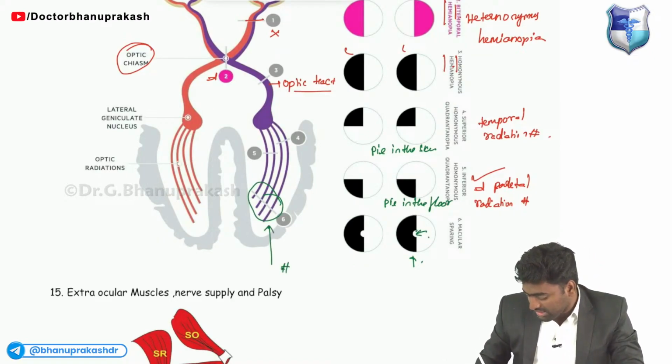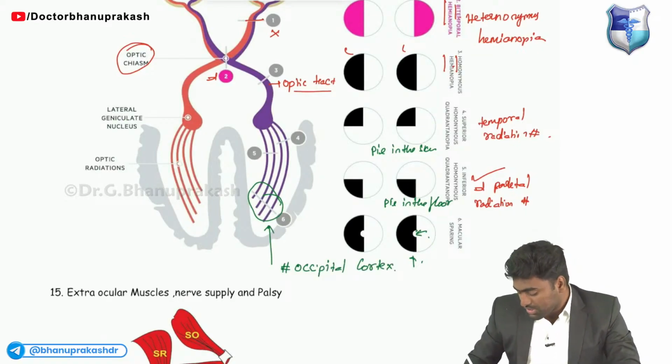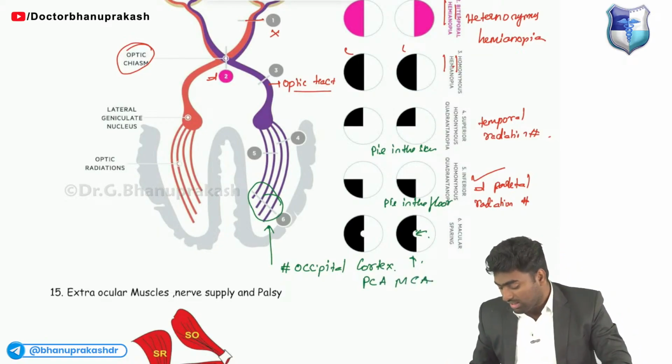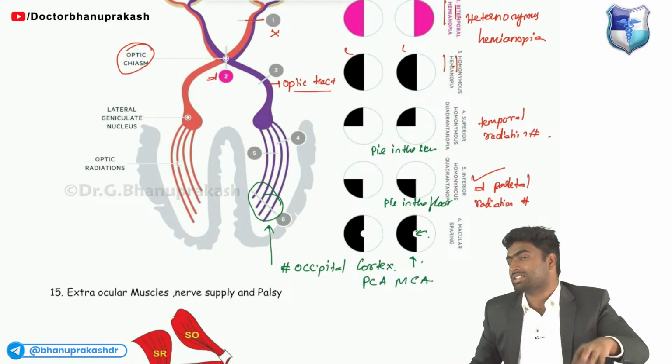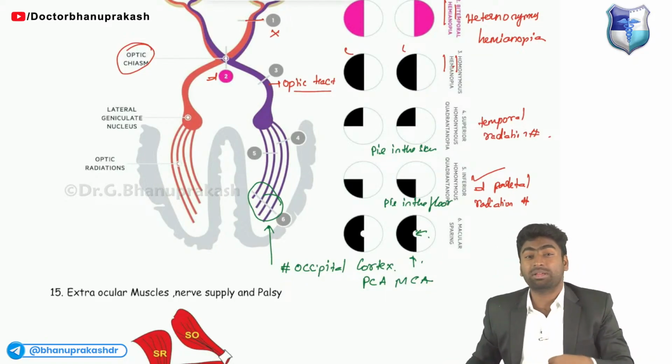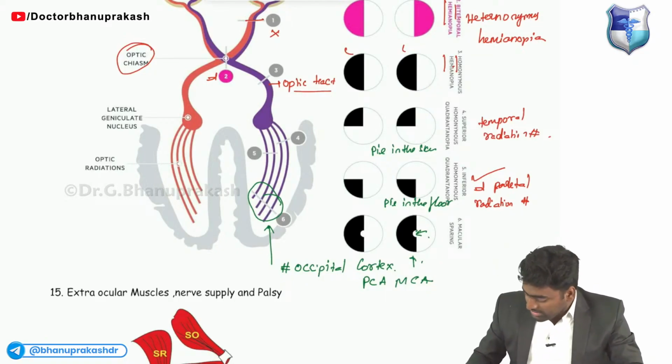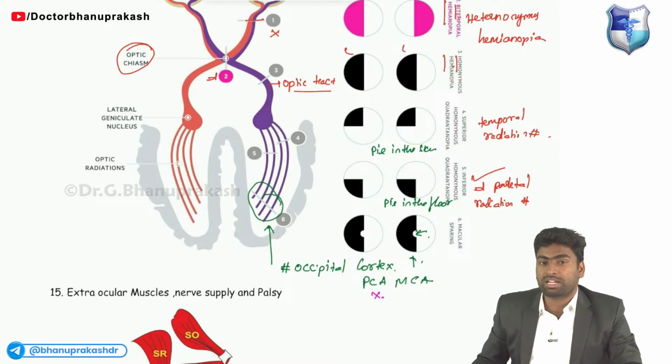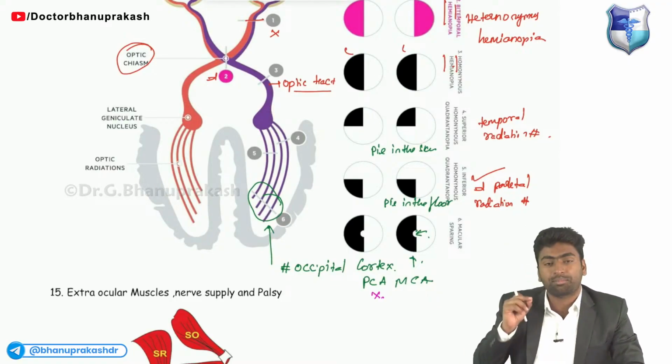It is due to the damage at the level of occipital cortex, because occipital cortex will be supplied by these two arteries, PCA and MCA. And the central part of this macula, this cortex region which is receiving the supply from the macula, will be getting supply from these two, PCA and MCA. If this PCA is gone also, then this macula area will be supplied by this MCA. That's why there is this macula sparing.